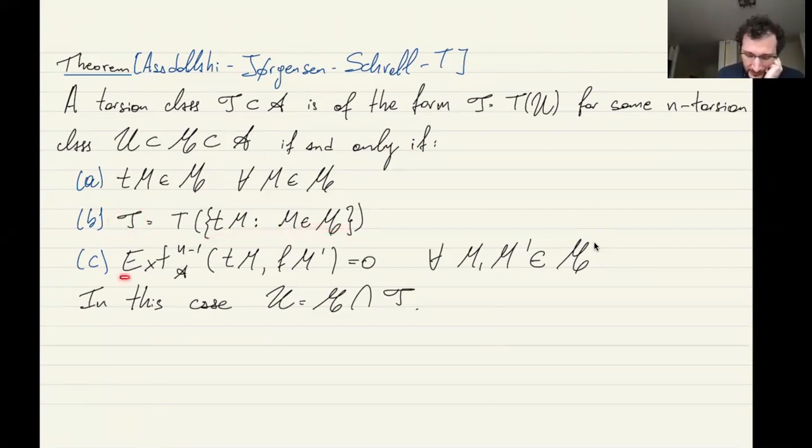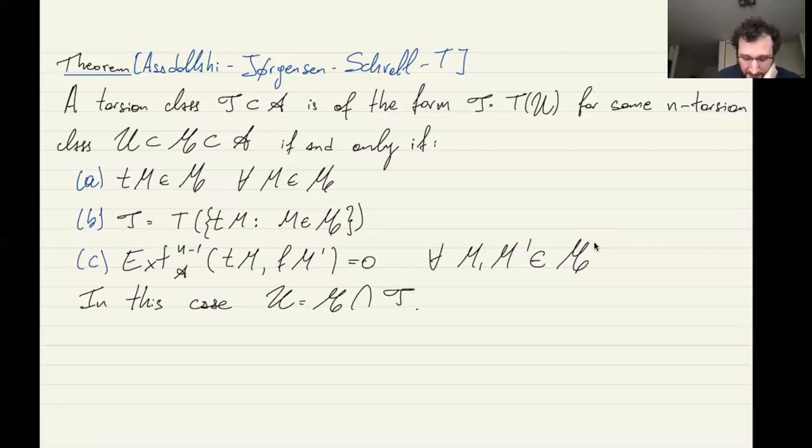And there is this third condition: that there are no n-1 extensions between the torsion object of anyone in M, in the n-cluster tilting subcategory, and the torsion-free object associated with this pair. As a sanity check, when n is equal to 1, this gives us Hom, and says there are no maps between the torsion class and the torsion-free class, right?